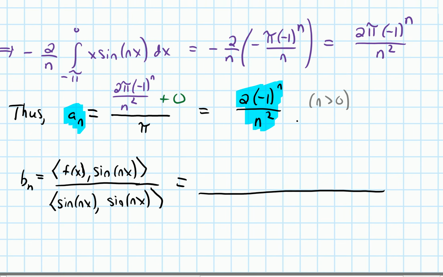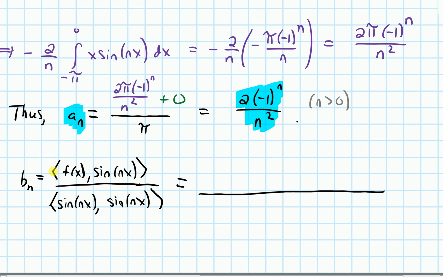Remember, the formula for this is the inner product of f of x with the sine term. And again, the reason why it's just nx is because I've already gone ahead and plugged in what L is. L is pi here. So that's why we don't see n pi x over L. It's because I've plugged pi in already. And then divided by the inner product of sine of nx with itself.